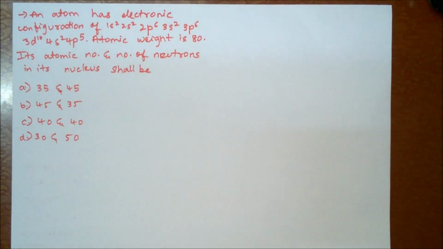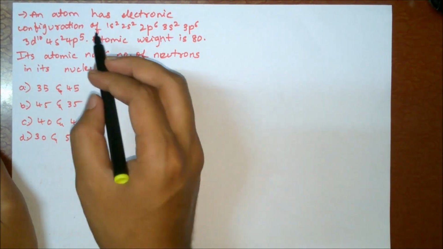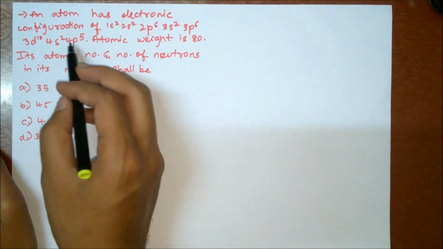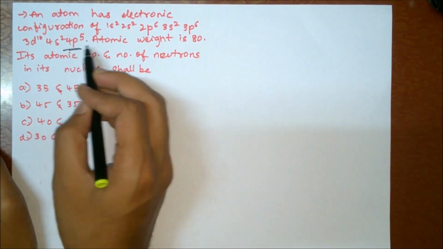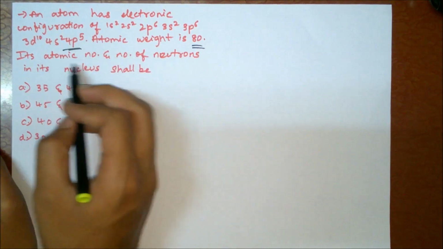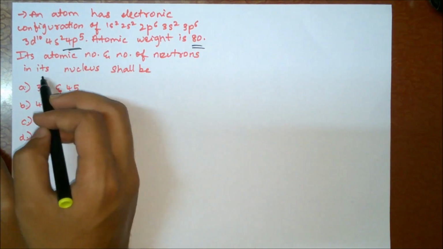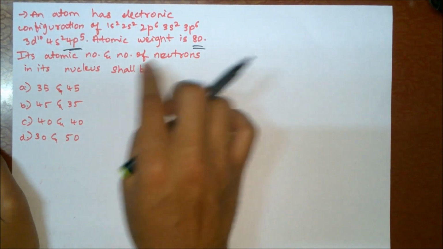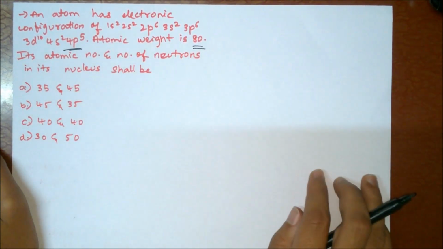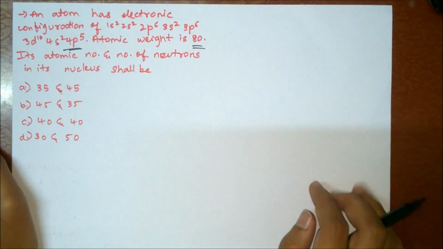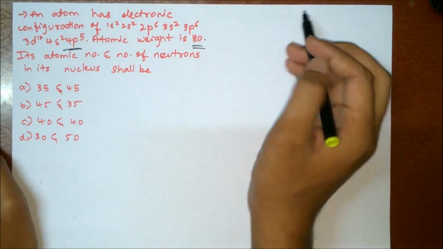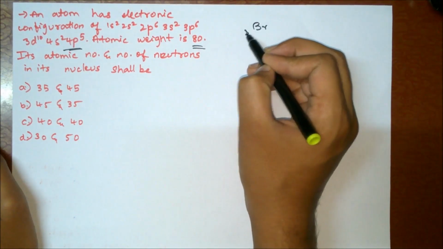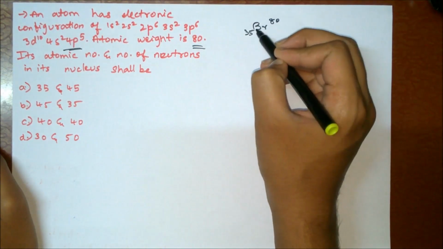An atom has electronic configuration of 1s2 2s2 2p6, 3s2 3p6, 3d10, 4s2 4p5. Atomic weight is 80, the atomic number is, and the number of neutrons in the nucleus is. So in the nucleus there are neutrons and protons, and we have to find the atomic number. As the atomic weight is 80, we can conclude that the atom will be bromine with atomic number 35 and weight 80.